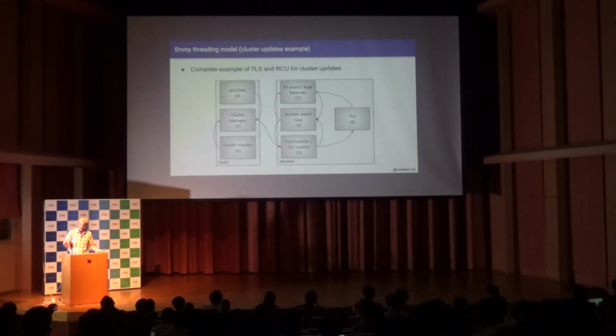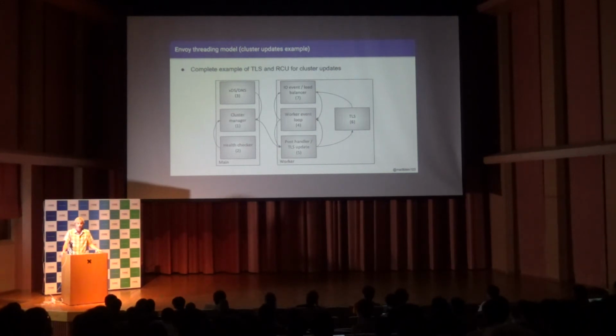So to make it super clear, let's go through a concrete example. What we're seeing here is a complete example of using TLS as well as RCU for cluster updates. So in block 1, we have the cluster manager. Like I was saying before, the cluster manager is the thing that will manage all of my upstream clusters. Clusters contain hosts or backends. Now, those hosts or backends can change for various reasons. They can change because we've had some health checking change. They can change because we had a config change, or if they're using DNS for service discovery.